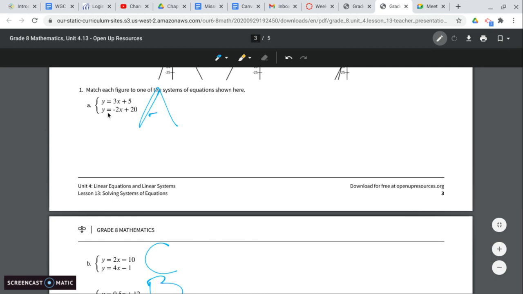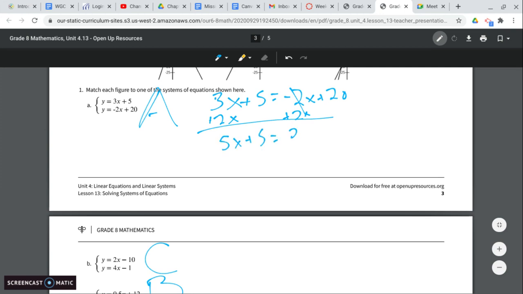Because each of these equal y, we could set them equal to each other. So 3x plus 5 equals negative 2x plus 20. Then I'm going to add the 2x. So then we have 5x plus 5 equals 20. Subtract 5. So 5x equals 15. Divide by 5. So x equals 3. So we know the x coordinate of our solution.